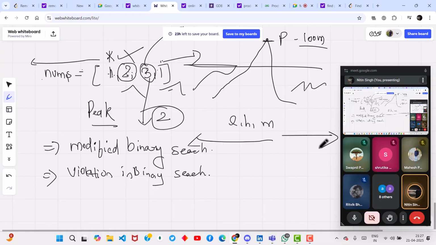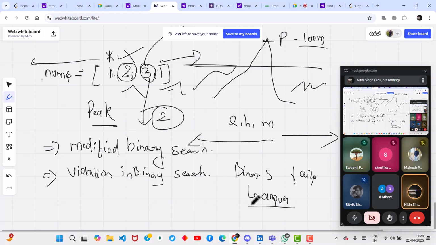Second, this question comes under violation in binary search. That means the place where the algorithm of your binary search fails, you will be getting your answer at that moment. So this question comes under two patterns. The first pattern is modified binary search. That means you will be applying some sort of modification in the algorithm of binary search. Second, the moment when the algorithm of binary search fails, you'll be getting your answer.